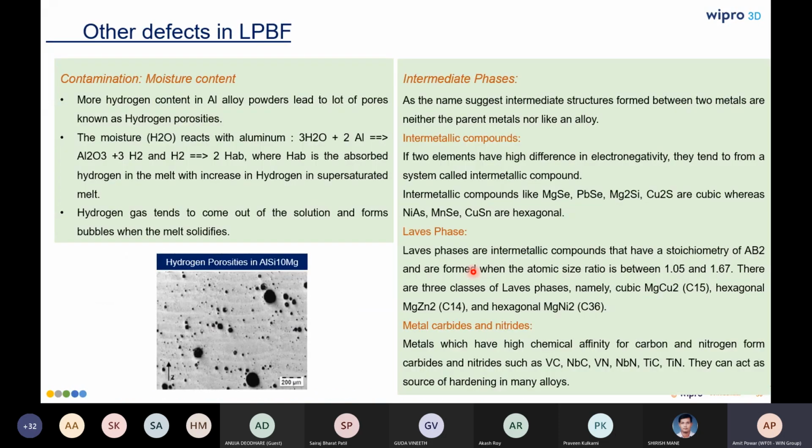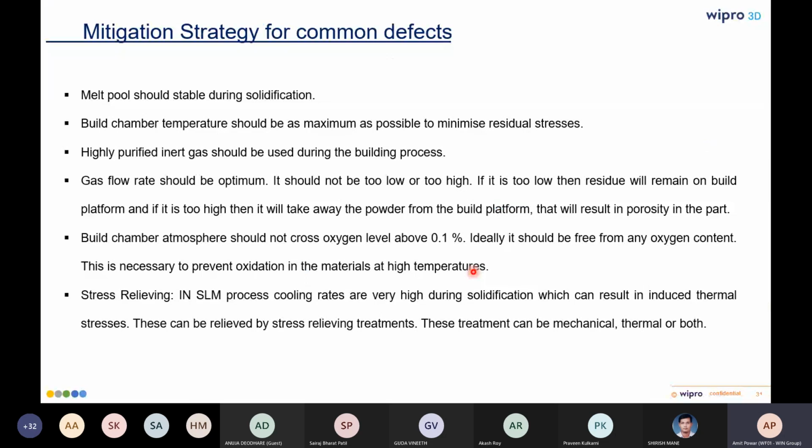So these are some of the other defects which are not very important. I'll skip this slide, and move on to how these common defects can be mitigated. When we are processing, the melt pool should be stable during solidification.